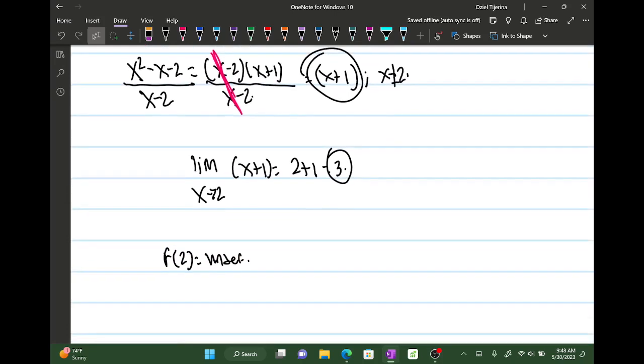So, let's see here. Then that's one type of discontinuity. Another type of discontinuity, let's see here.